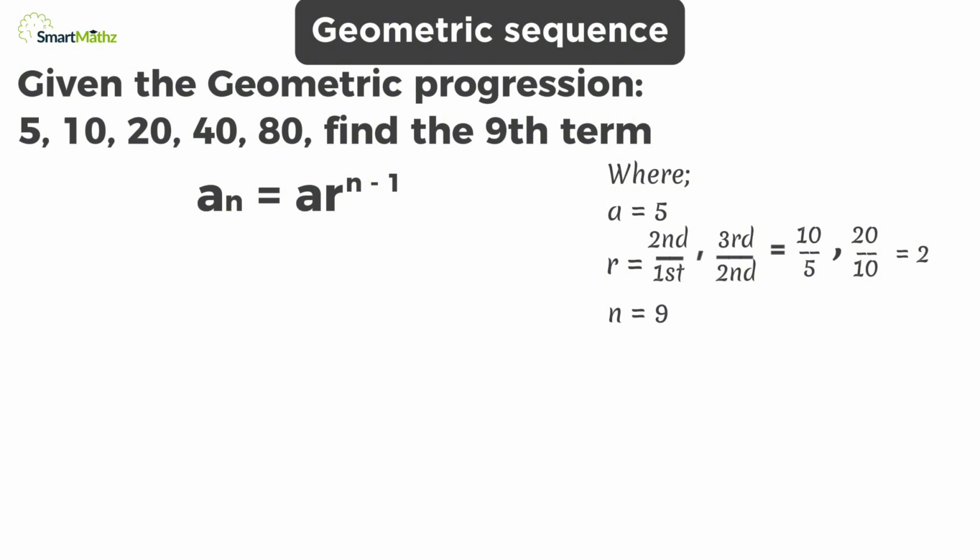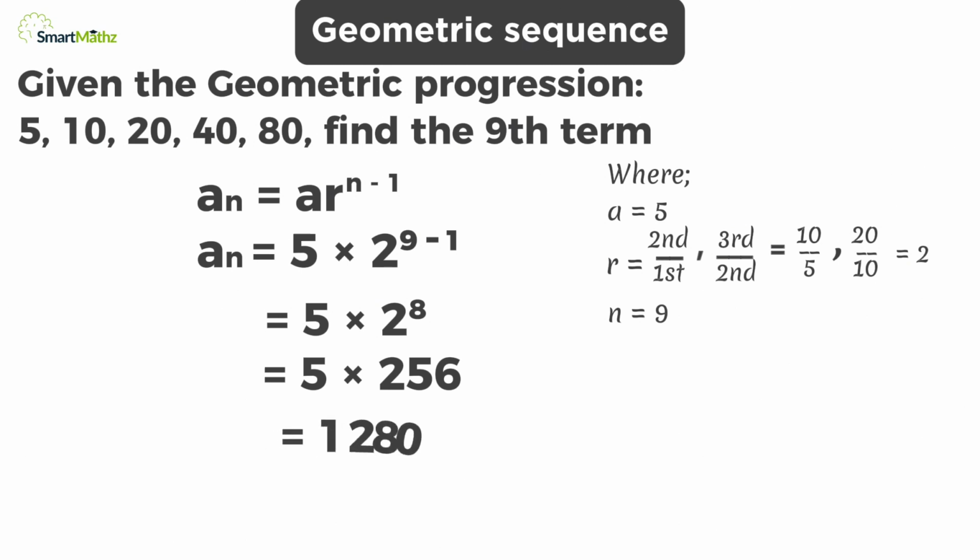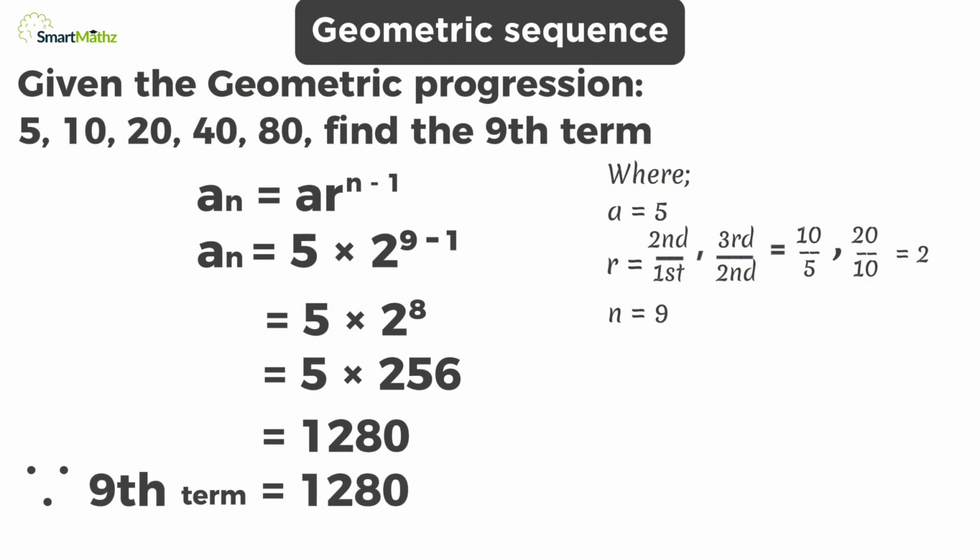By substituting, we have 5 times 2 raised to power 9 minus 1, which is 5 times 2 raised to power 8. It equals 5 times 256, which equals 1280. So, the ninth term of the geometric progression is 1280.